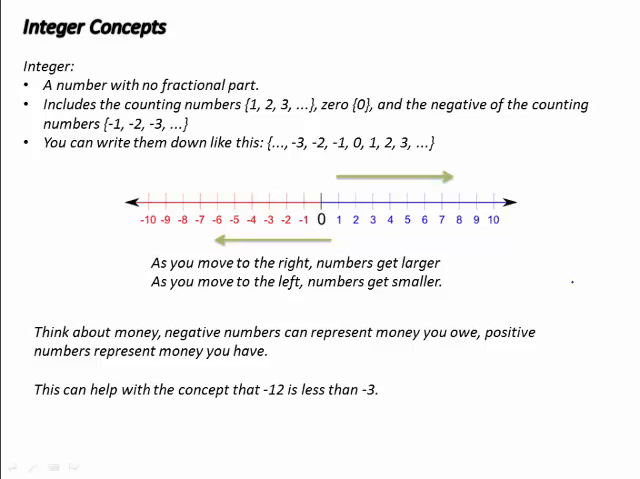So even though 12 is greater than 3 if we're talking about positives, -12 is less than -3. If you owe $3, it's better than owing $12. So you actually have more money if you only owe $3.